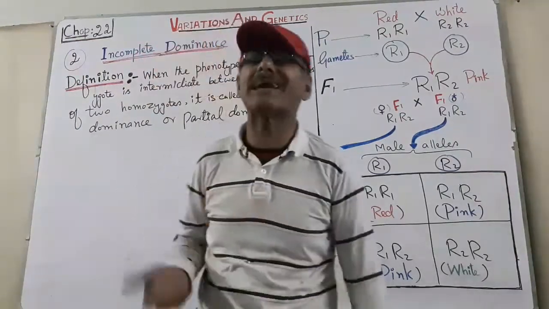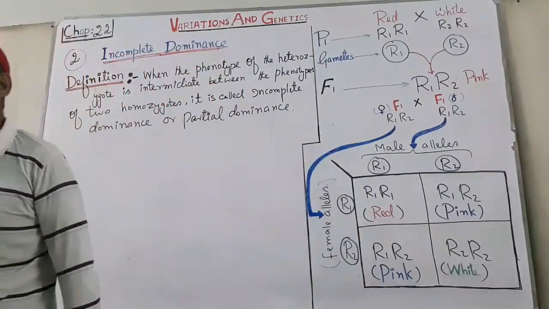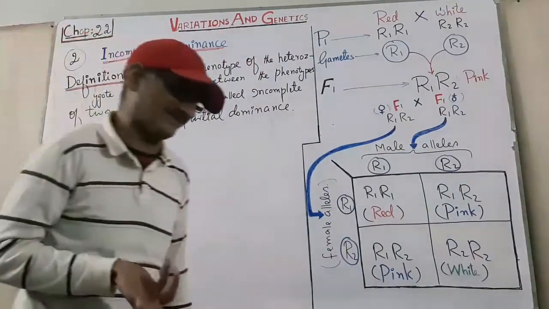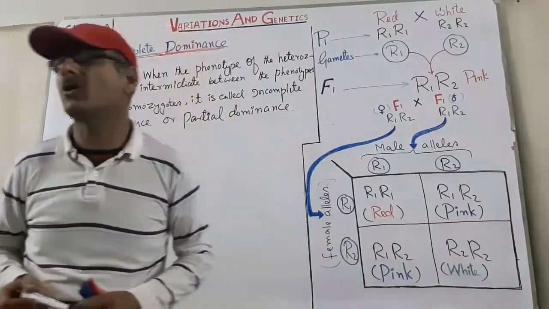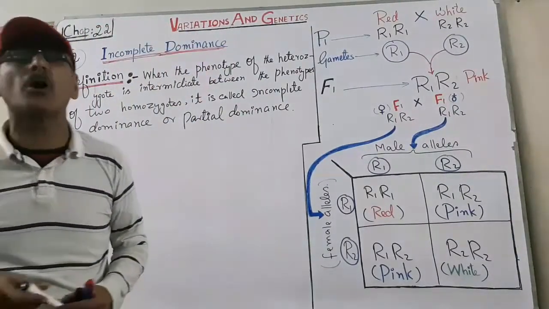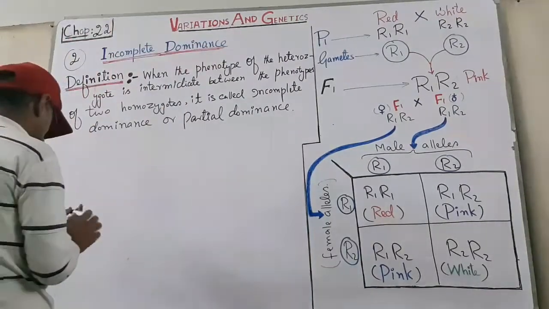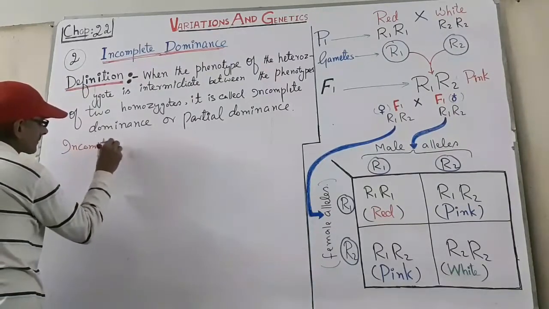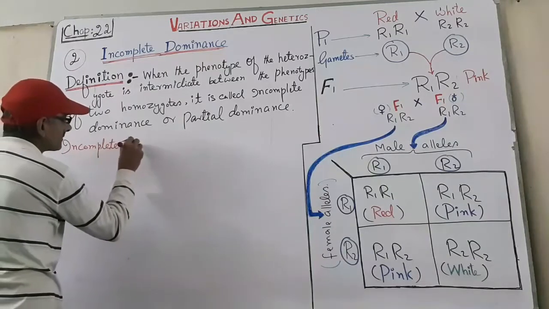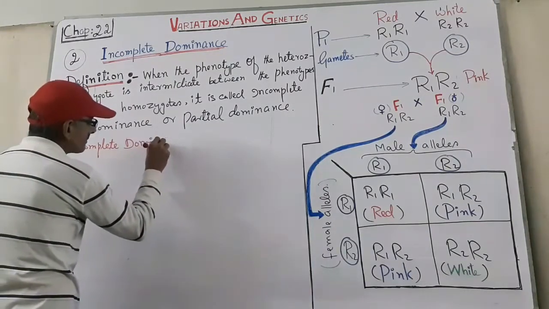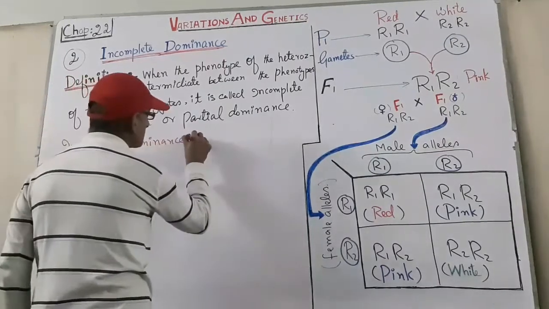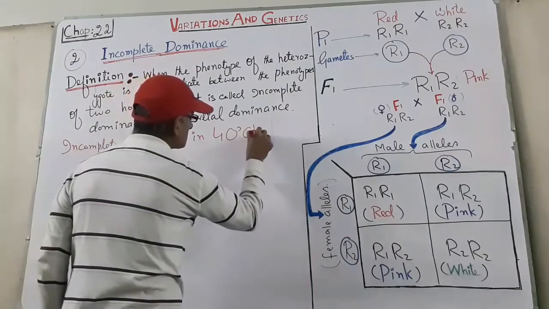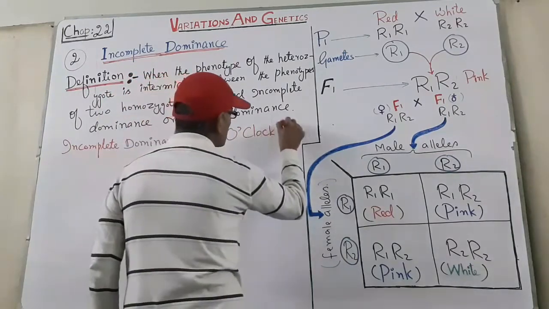Now we will explain partial dominance by using the four o'clock plant, which is a flowering plant. So now we will discuss incomplete dominance in the four o'clock plant.